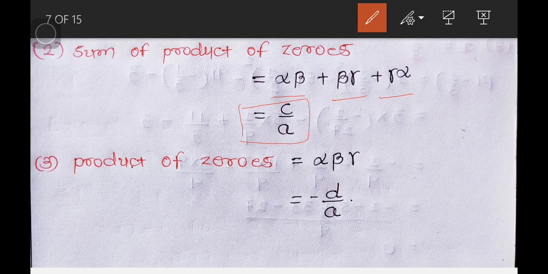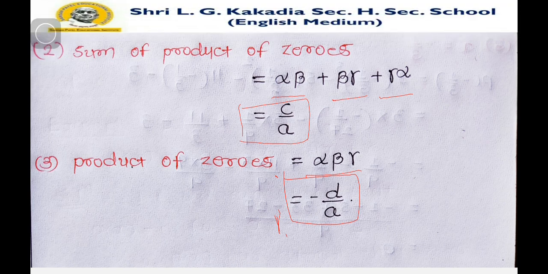Now third relationship, that is product of zeros. So we find product of zeros, that is alpha beta gamma, and at last we can write it is equal to minus d by a. D is a constant term and a is a coefficient of x cube. So product of zeros is equal to minus d by a. So this was about the relationship between zeros and cubic polynomial.